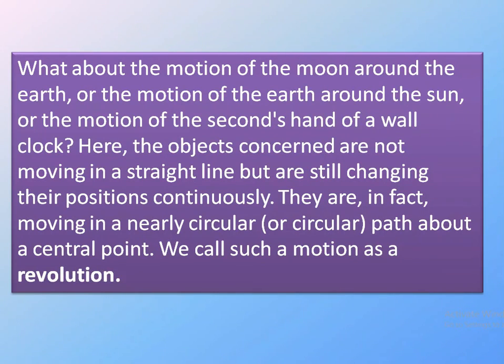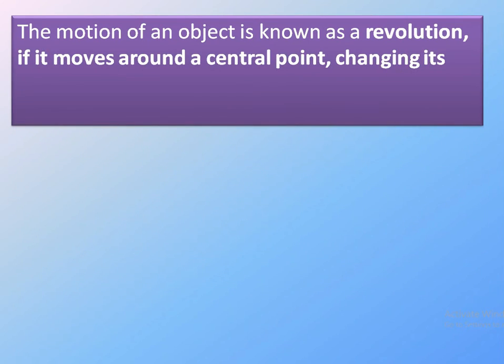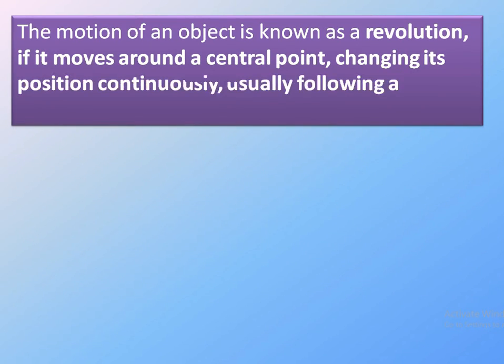Circular path में move कर रहे हैं and they are continuously changing their position. These types of motions are revolution. Motion of an object is known as revolution if it moves around a central point, changing its position continuously, usually following a nearly circular path.